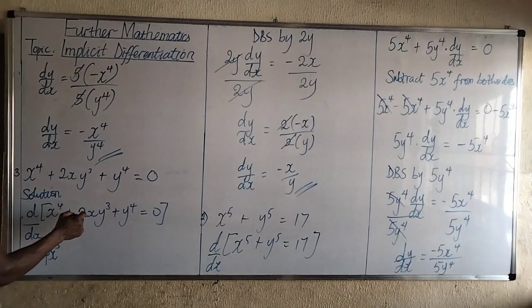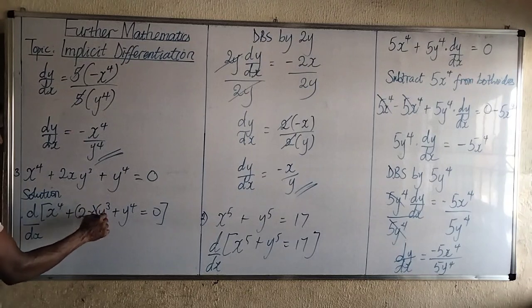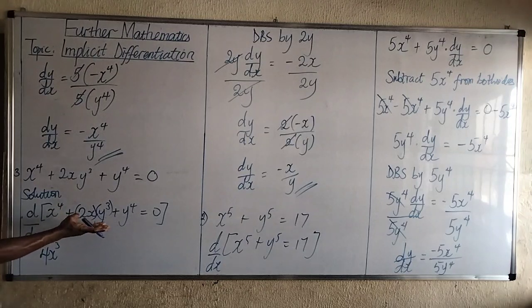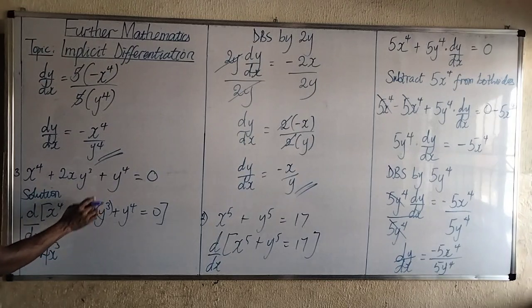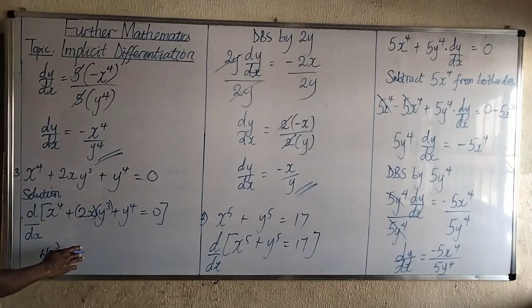So we are going to cut it into 2 as a product. We have 2x and y raised to the power 3. So what you are going to do here is, if you are differentiating something that has a product like this, differentiate the first term, bring down the second as a constant. Then bring down the first as a constant and differentiate the second.